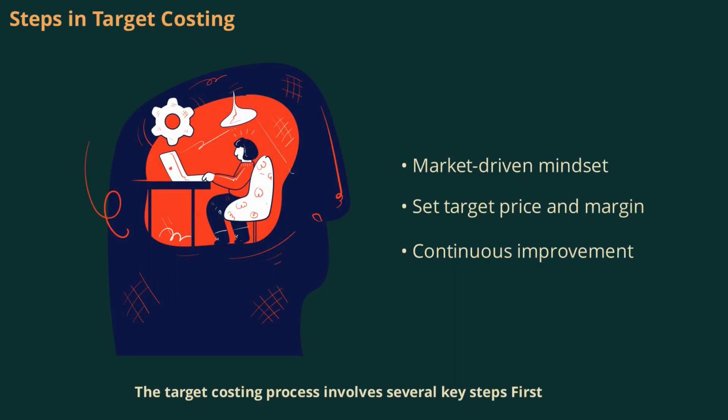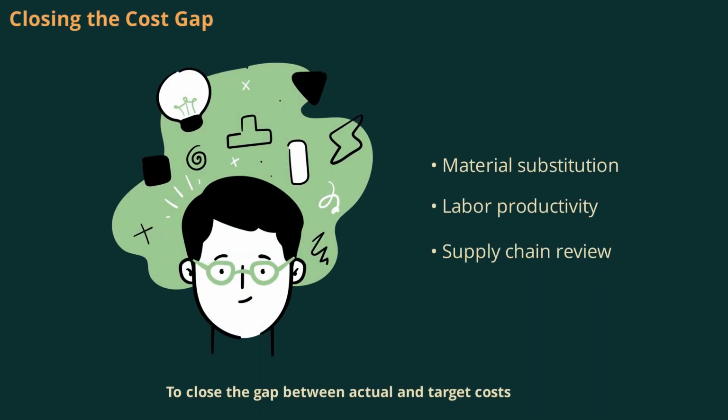This target costing process involves several key steps. First, organizations must shift their mindset to prioritize market-driven prices and customer needs. Next, they identify market requirements for design and utility, establish a target price based on competition and demand, and set a target profit margin. The target cost is then calculated by subtracting the profit margin from the target price. Teams brainstorm and analyze alternatives to reduce costs using tools, to close the gap between actual and target cost.